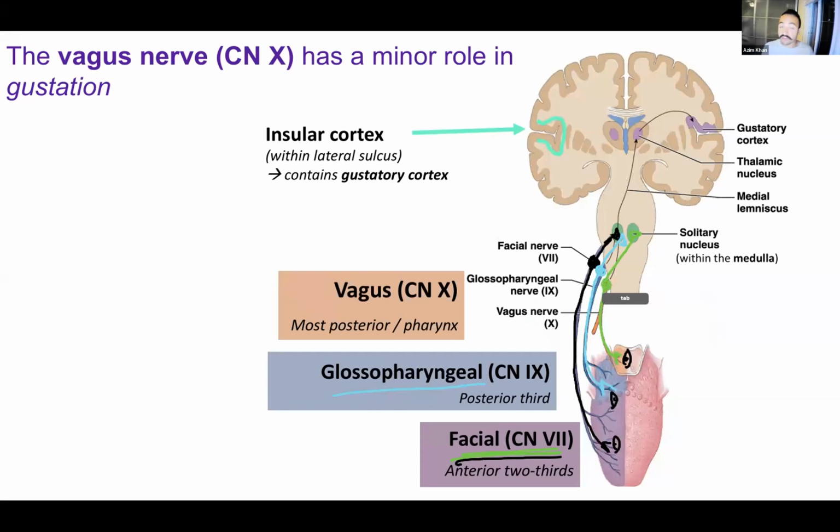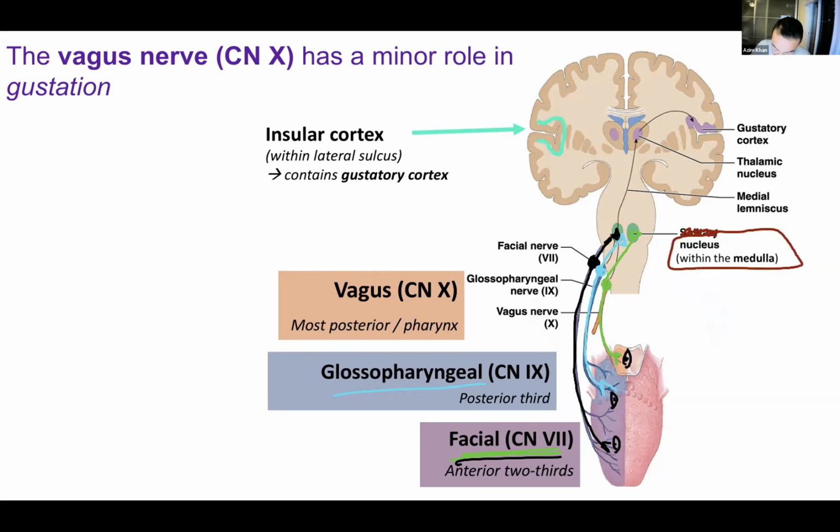So 3 different nerves are for taste. It just depends on which portion of the tongue we're from. Gustatory cell is activated by some molecule that we can taste. We travel along one of these 3 nerves. We end in a nucleus. Don't worry about the name of the nucleus. We end in a nucleus within the medulla.